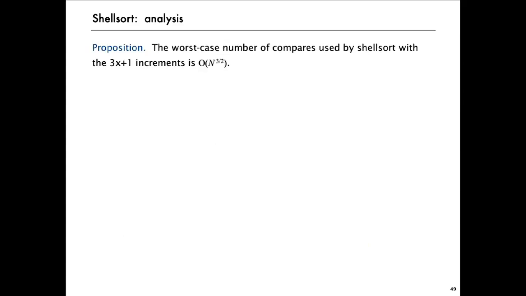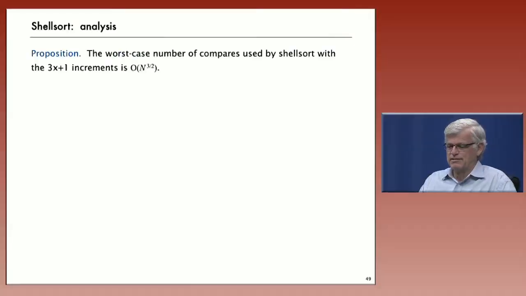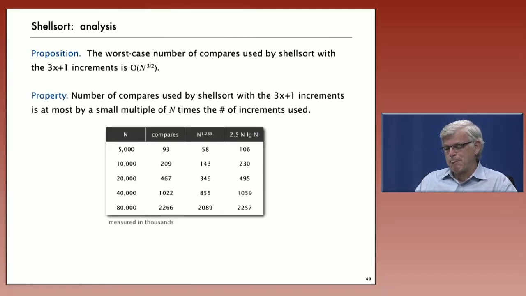Now the analysis of shell sort is still open. There are a few things that we can say. For example, we can say that the number of compares in the worst case is big O of n to the 3/2 for the 3x plus 1 increments. But actually, in practice, it's much less than that.